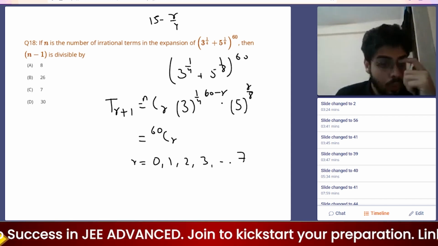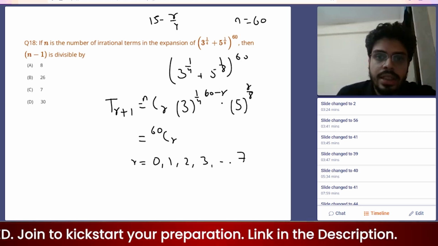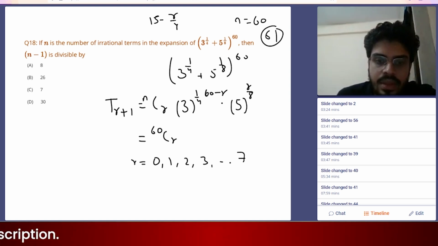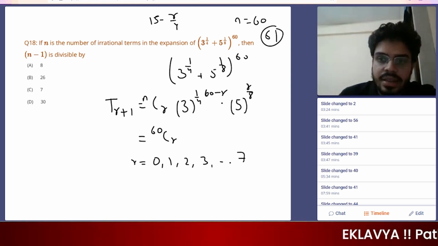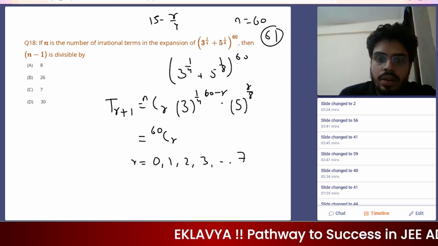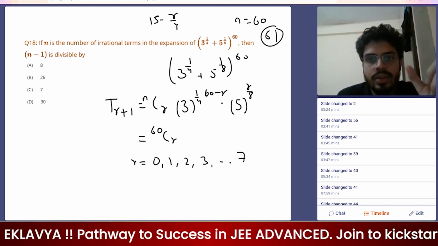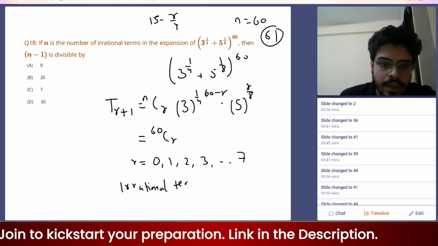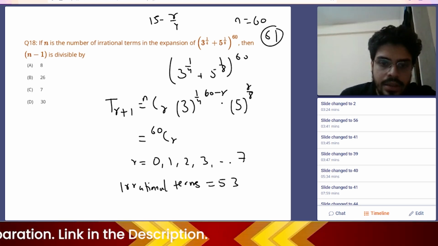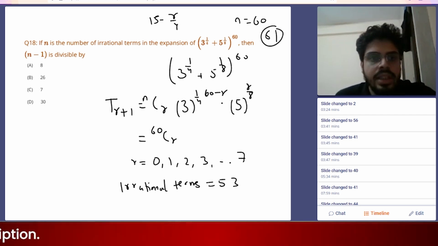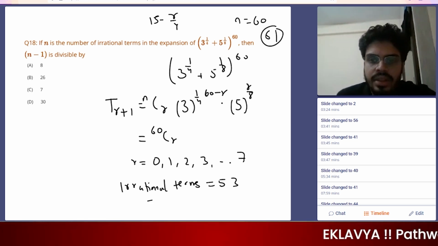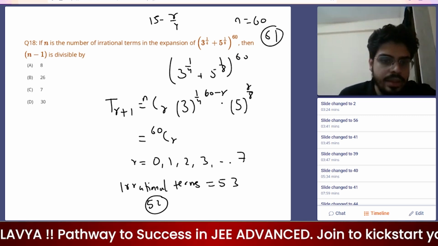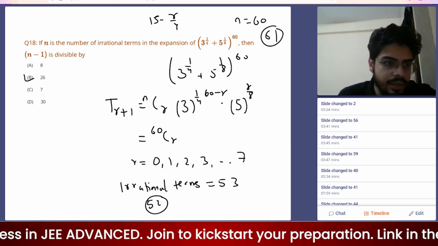So total terms, if n is equal to 60, will be n plus 1, that is 61. And we have here 8 terms which are rational, so the other terms are irrational. So out of 61 terms, 8 terms are rational and the remaining 53 terms are irrational. So irrational terms is equal to 53. Okay, so here they are saying n minus 1. So 53 minus 1 is 52, and 52 is divisible by 26.